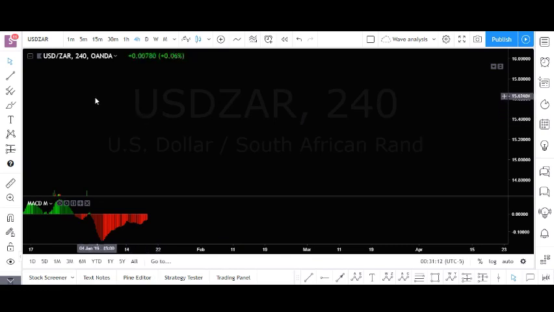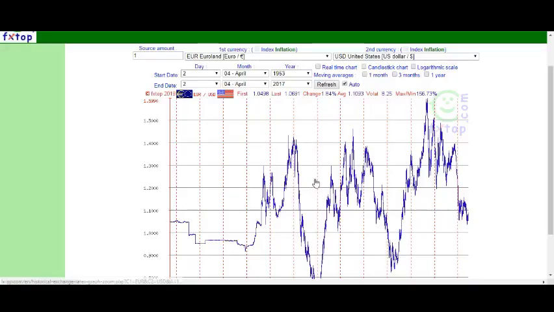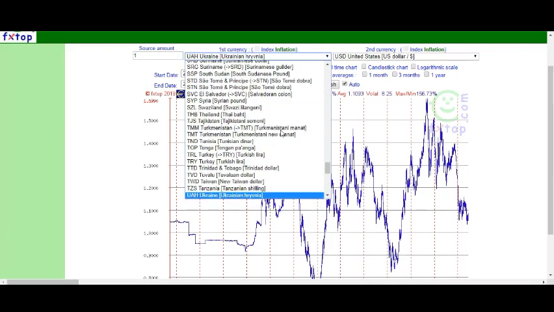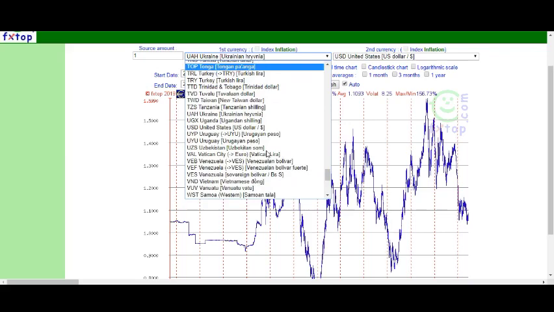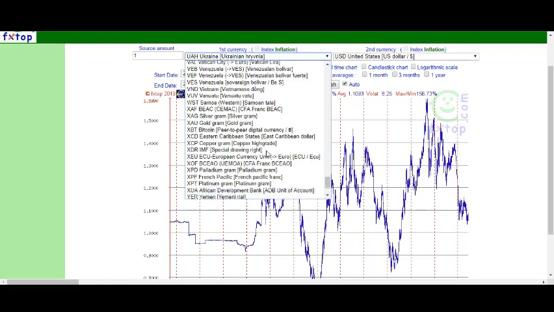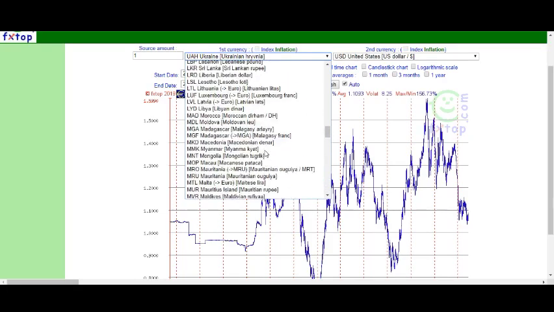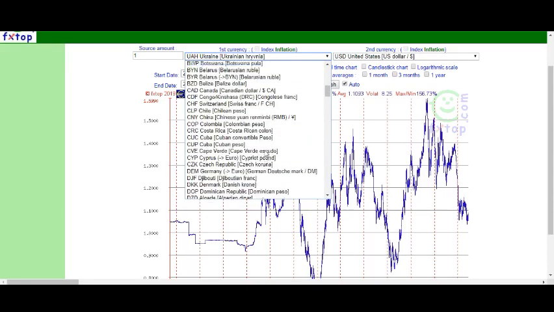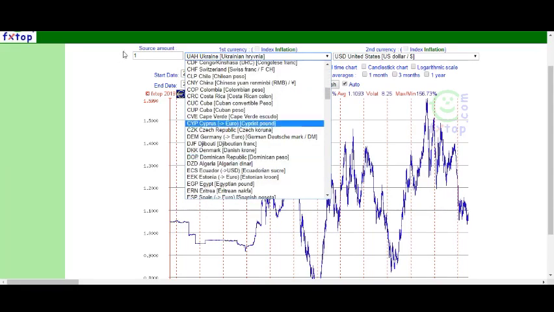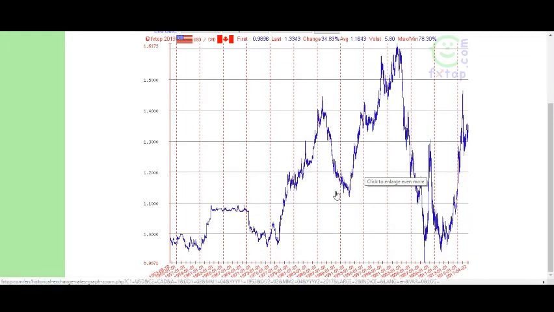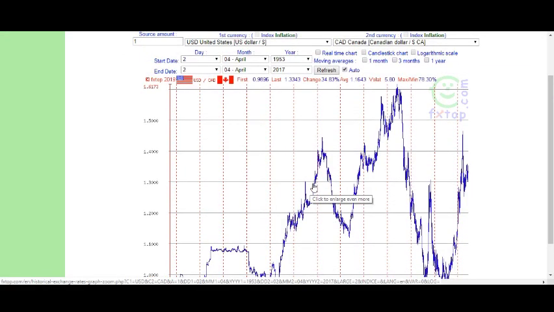Guys, if you want to have access to yearly charts, I just quickly want to show you this as well. You can always go to the website, fxtop.com. Say, for instance, you want access to the USD CAD. Let me just get that on the screen for you. For example, here we have the USD CAD yearly chart.